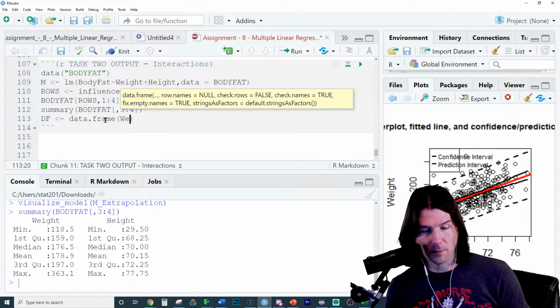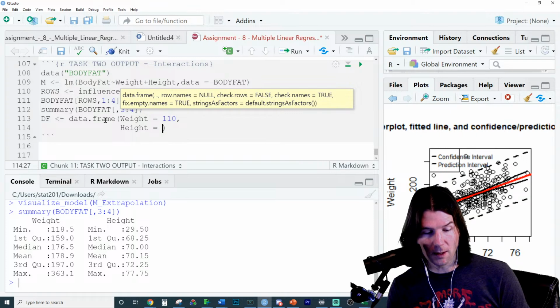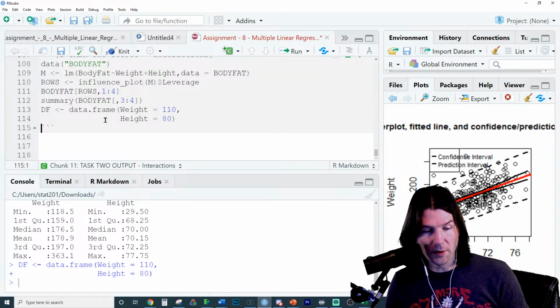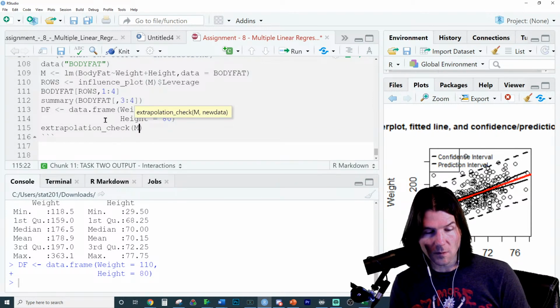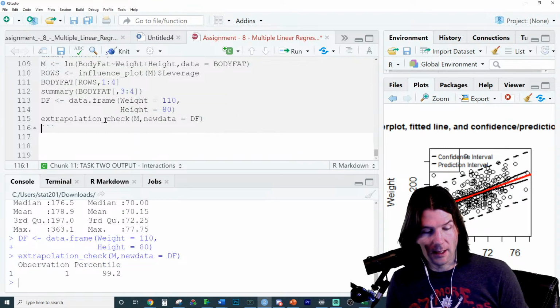And let's just go here and pick weight. We're going to do weight is equal to 110, and we can do height is equal to, let's say, 80. And both of these are outside the model. We'll go to extrapolation check. We'll go to our model, and we'll go to new data equals df, and it should work.